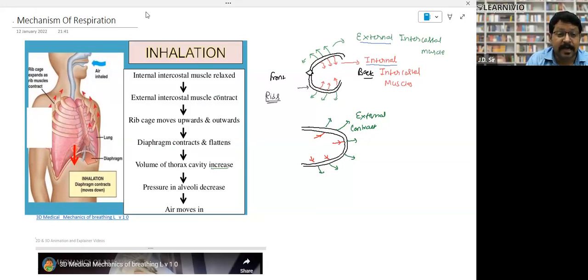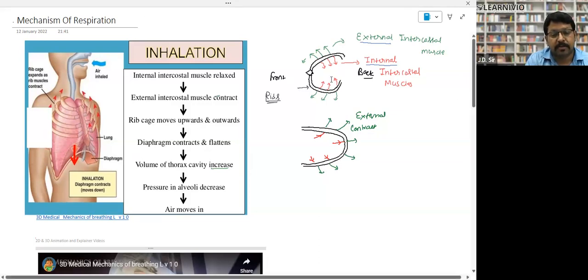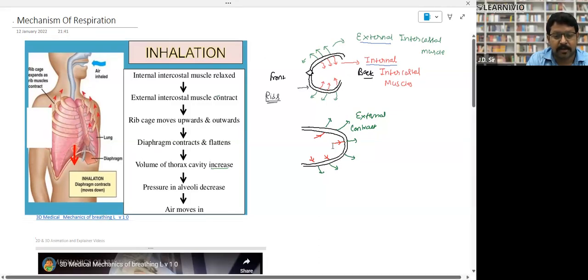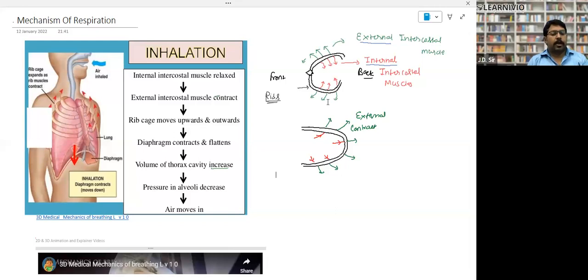That is how the intake of air takes place, how inhalation takes place. Yes, Martin, tell me. Yes, sir. Please note down this diagram which I have drawn, and all these steps of inhalation. Mechanism of respiration: the first subheading is inhalation, right? And you have to make this diagram and this complete flowchart. Please make it right now, and let me know when you complete it.